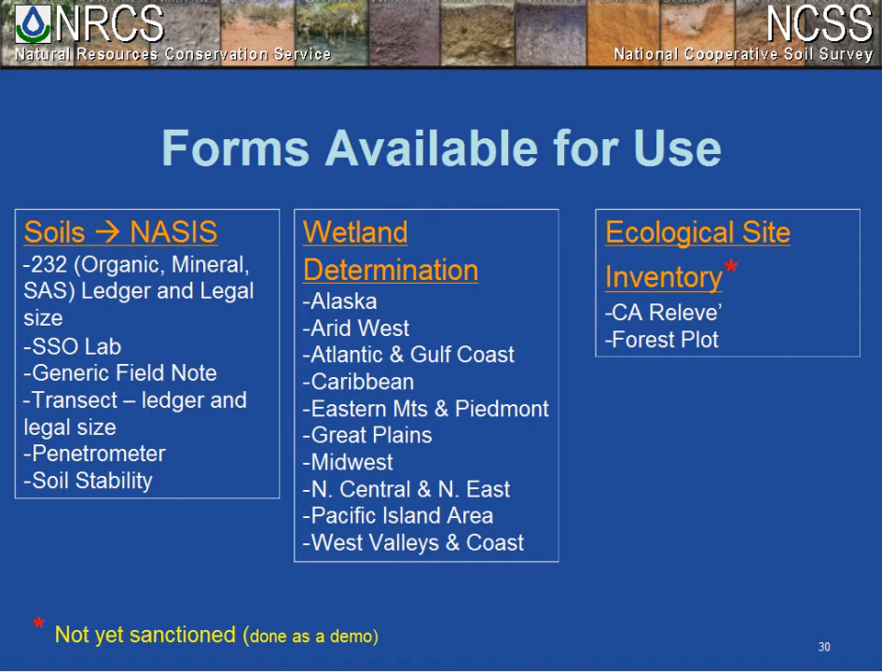Now the ESI, or Ecological Site Inventory, depending on future decisions, may end up in NASIS. The vegetation data may end up in NASIS, and as a result, there were some questions on how that data could be quickly put into NASIS. So I created a couple of forms based on some forms that were sent to me from the states. I created a California Releve form and an ESI forest plot form. They're both being looked at and reviewed by the various and sundry people.